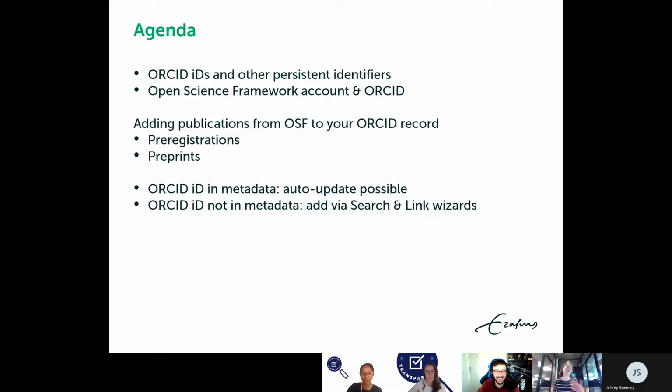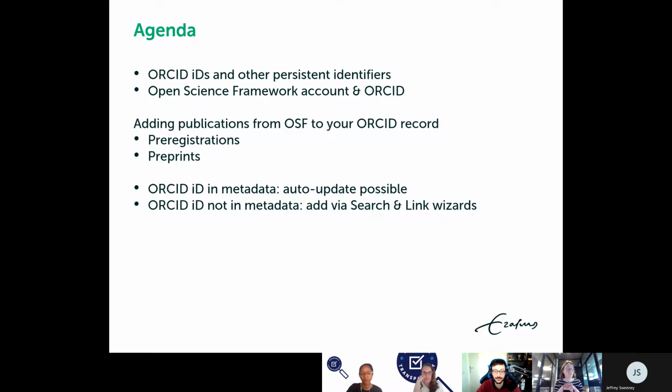I want to talk about how to connect your Open Science Framework account with ORCID, but when I was figuring out what's possible, I realized I have to take one step back and zoom out a bit to look at persistent identifiers in general, because that has consequences of how you can add your pre-registration and preprints that are in the Open Science Framework to your ORCID record.